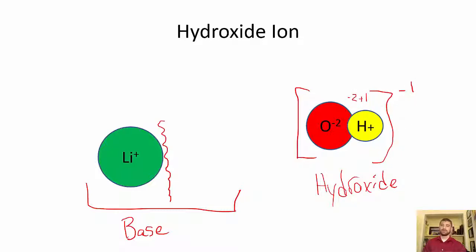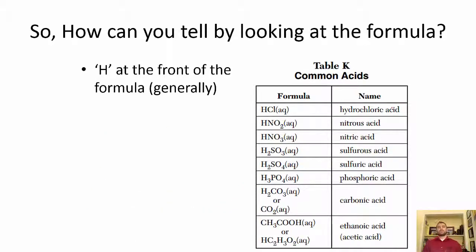So how can you tell by looking at the formula, is it an acid or a base? This is going to use that chem language that you guys have been working on. Generally speaking, acids have an H in front of their formula. HCl is hydrochloric acid. HNO2 is nitrous acid. Why are they putting the H first? Because the H is going to pop off as an H+ ion. So that's how they're communicating that this is an acid.